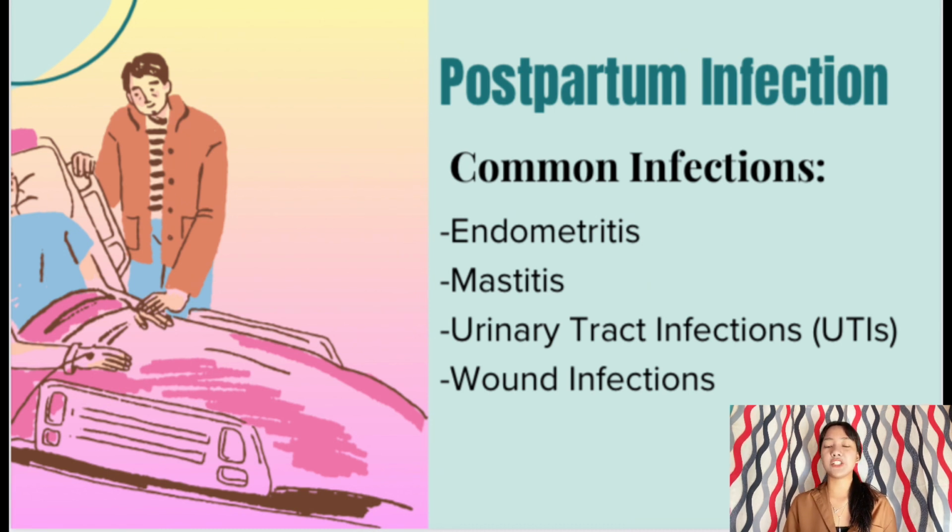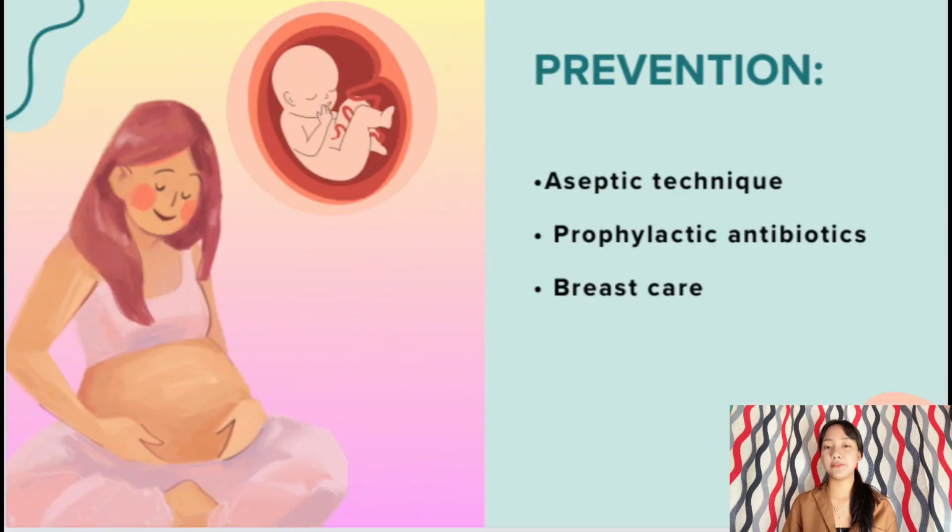Urinary tract infections, or UTIs, are often associated with a catheter used during labor or delivery. Symptoms are dysuria, urgency, and fever. Wound infections: infections at the site of the perineal tears or cesarean section incisions. Wound infection symptoms are redness, swelling, and purulent discharge at the site of the incision or tear. However, there are procedures to prevent this kind of infection.